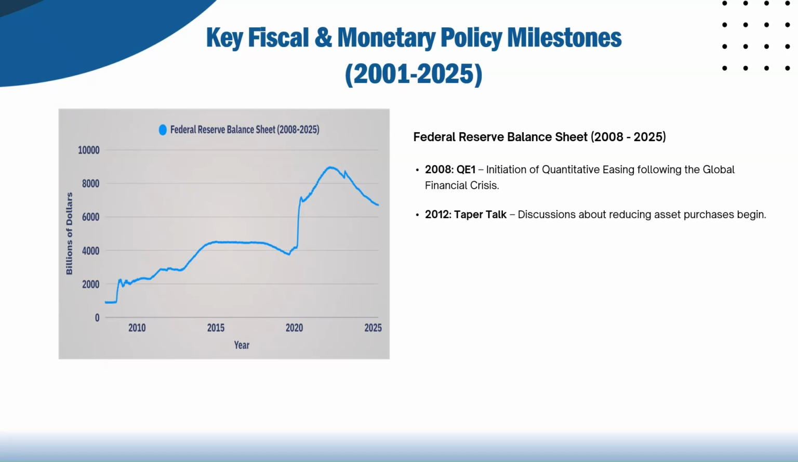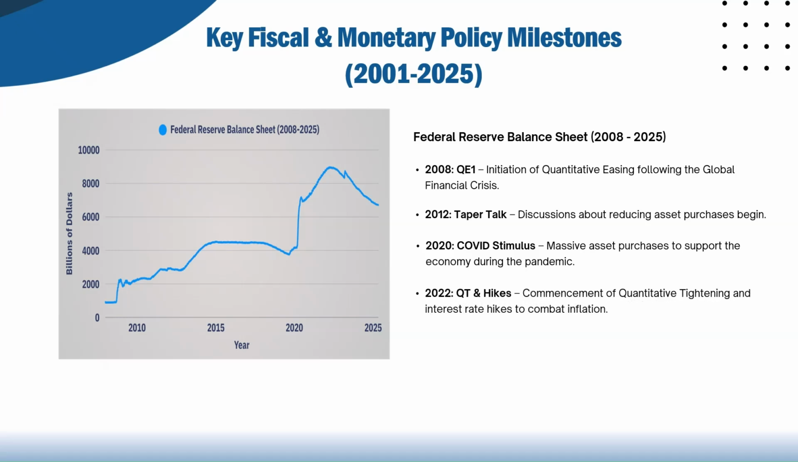Faced with the COVID crisis, the Fed unleashed massive new rounds of QE, printing trillions to stabilize markets and support government spending. By 2022, the Fed started to reverse course, attempting quantitative tightening and raising rates, but by then, the system had already become addicted to cheap, abundant money.